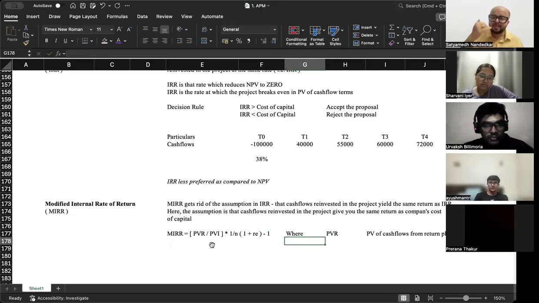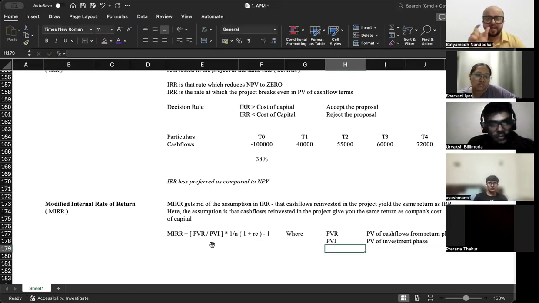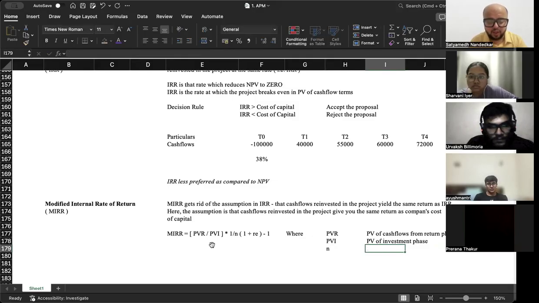Return phase means since the time the project has started generating positive cash flows, you have to calculate its present value. What is PVI? Present value of investment phase. What is investment phase? Investment phase is basically the initial investment. If there are certain situations where the first 2 years you keep on investing money in the project and it starts generating returns from year 3 onwards, then year 1 and year 2 will be investment phase. Year 3 onwards will be the return phase. What is N? N is the period or tenure of the project. Tenure of the project. Okay.